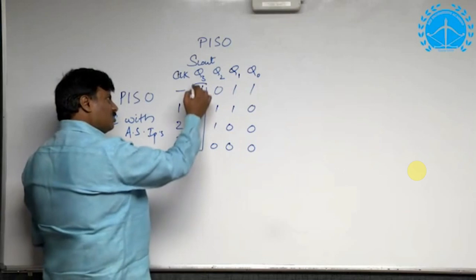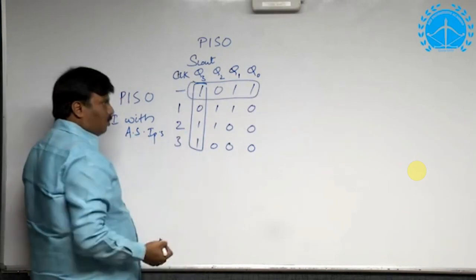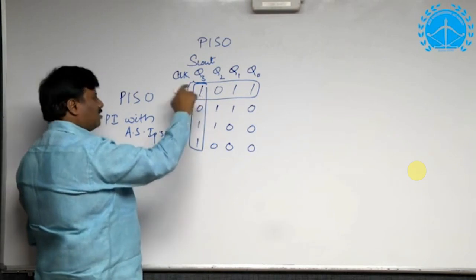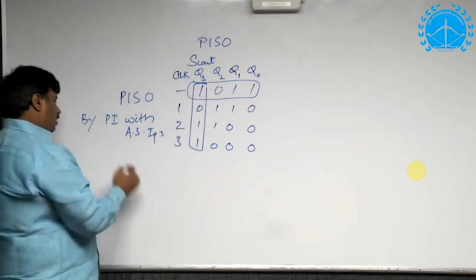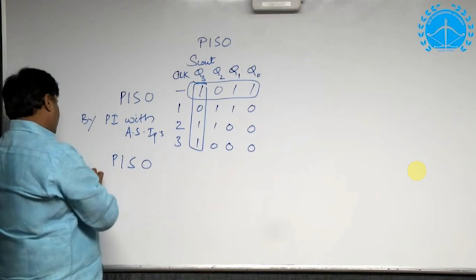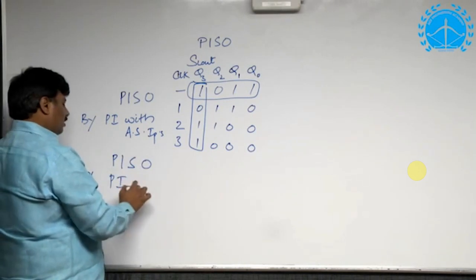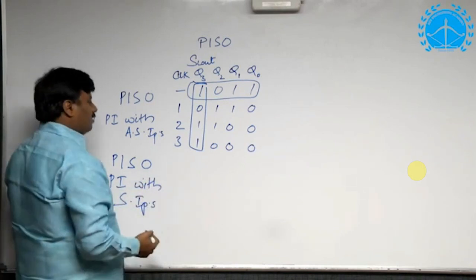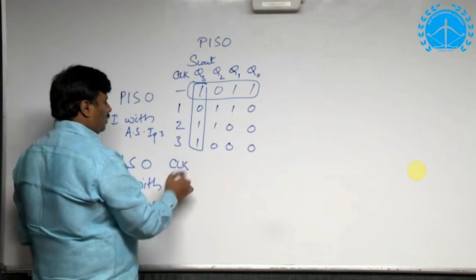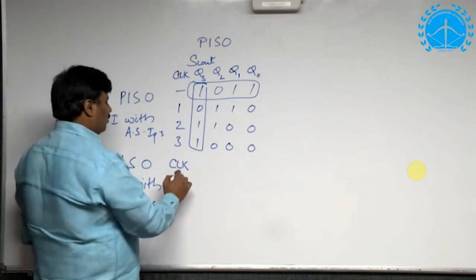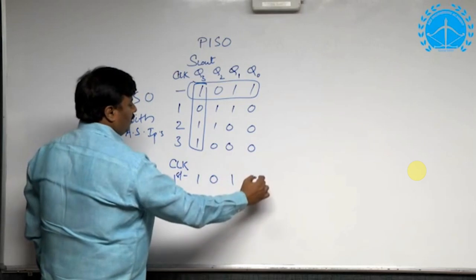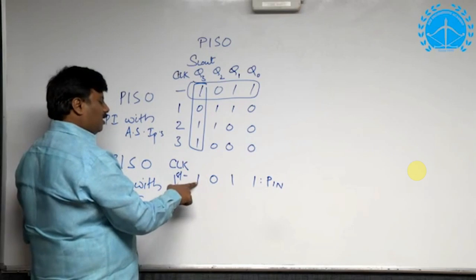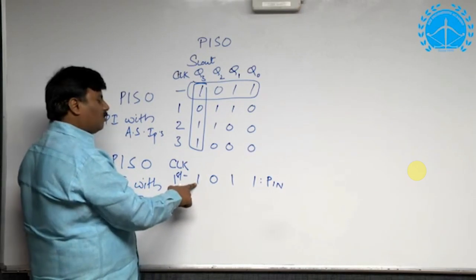Within no clock, 1011 is parallelly loaded. You could notice in this no-clock period, parallel loading is done and one bit has appeared serially out. If I conclude, PISO by parallel in with sync inputs requires one clock for loading the data. So in the first clock, we load 1011. Parallel in is completed, and at the same time, one bit has already appeared at the serial output. Now we require three more clocks to get it out.